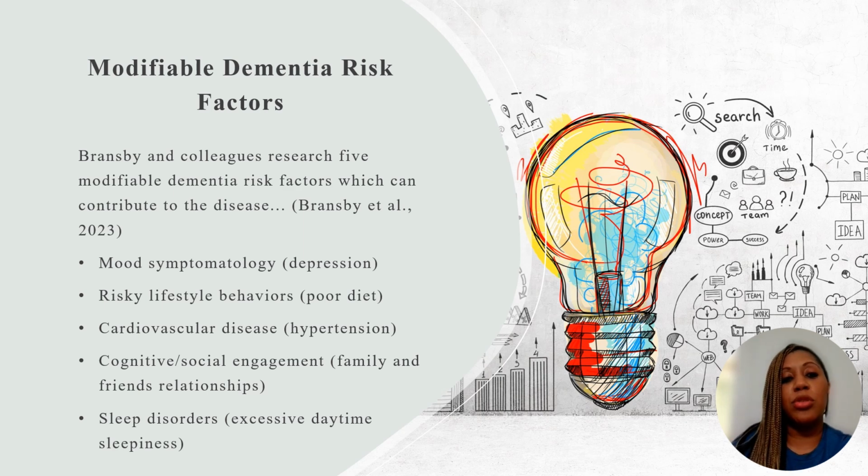What are some of the possible contributors to memory impairments in patients with dementia? Let's discuss some modifiable dementia risk factors that have been researched. Bransby and colleagues researched 5 modifiable dementia risk factors which can contribute to the disease. One would be mood symptomatology, like depression or any type of poor mental health. Another is risky lifestyle behaviors, such as a poor diet.